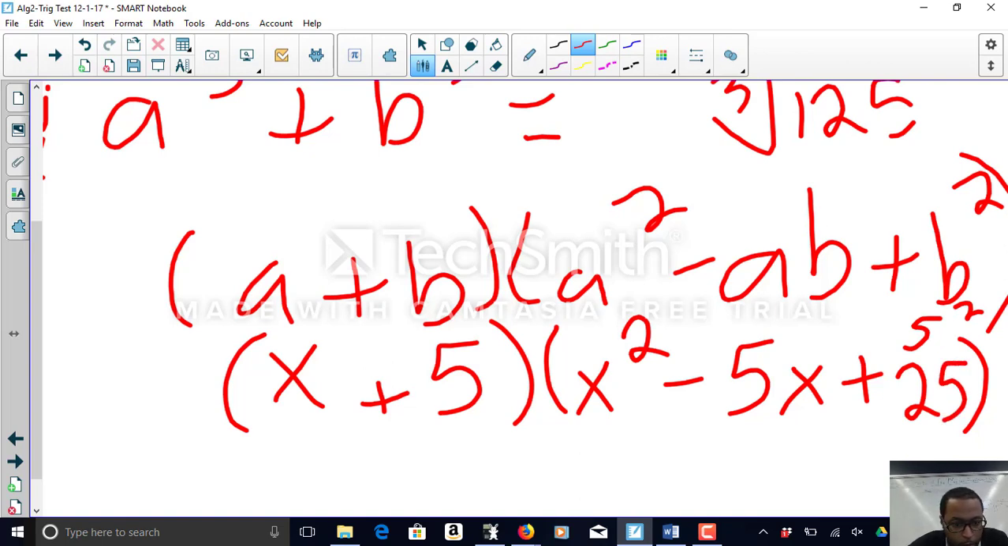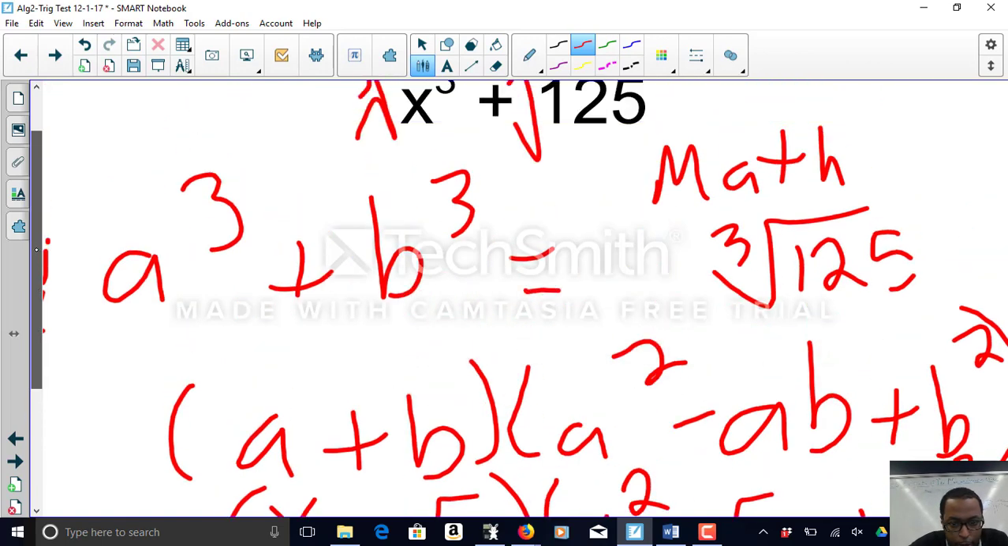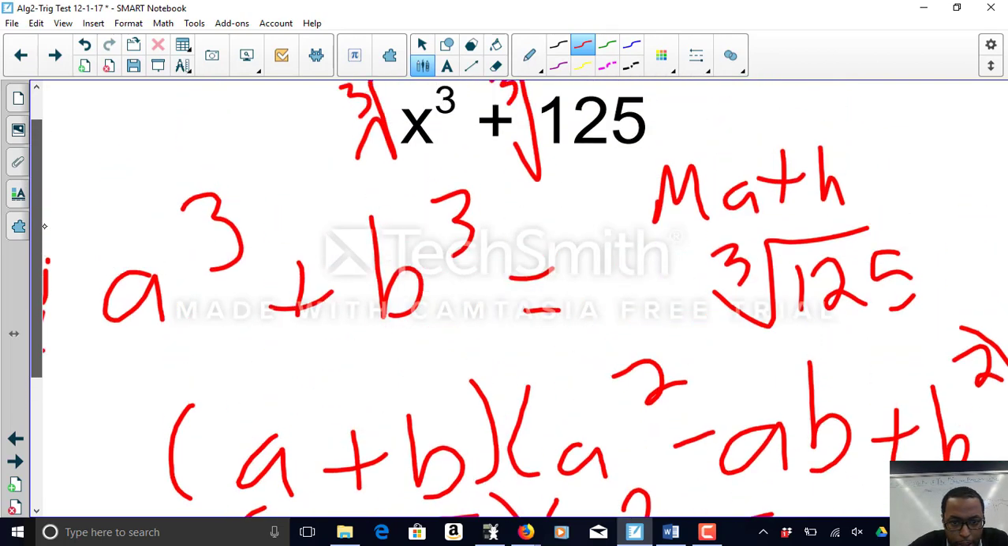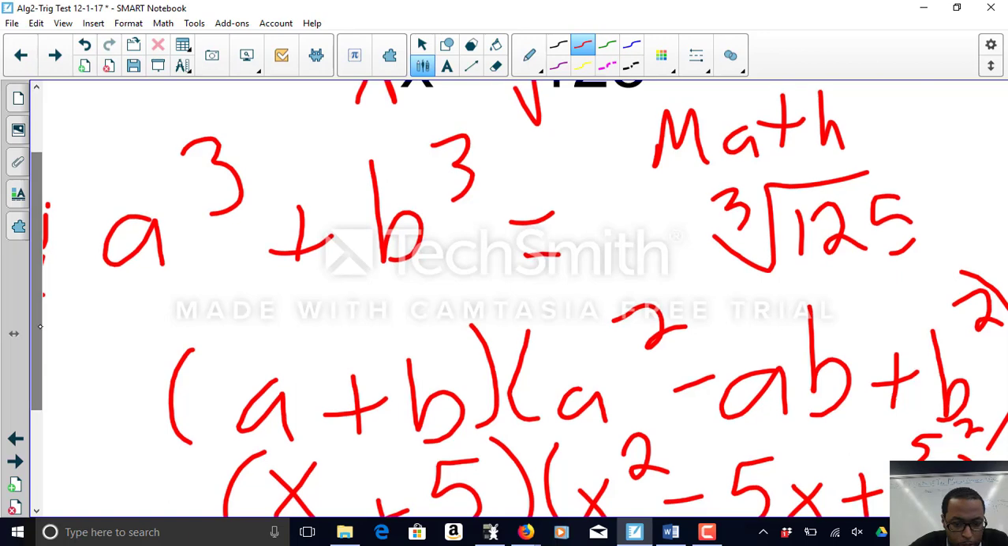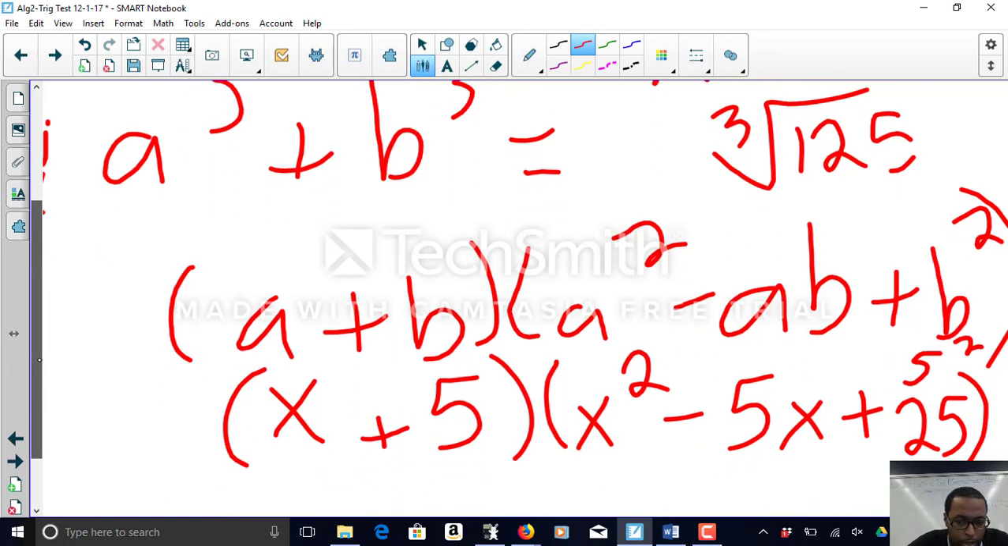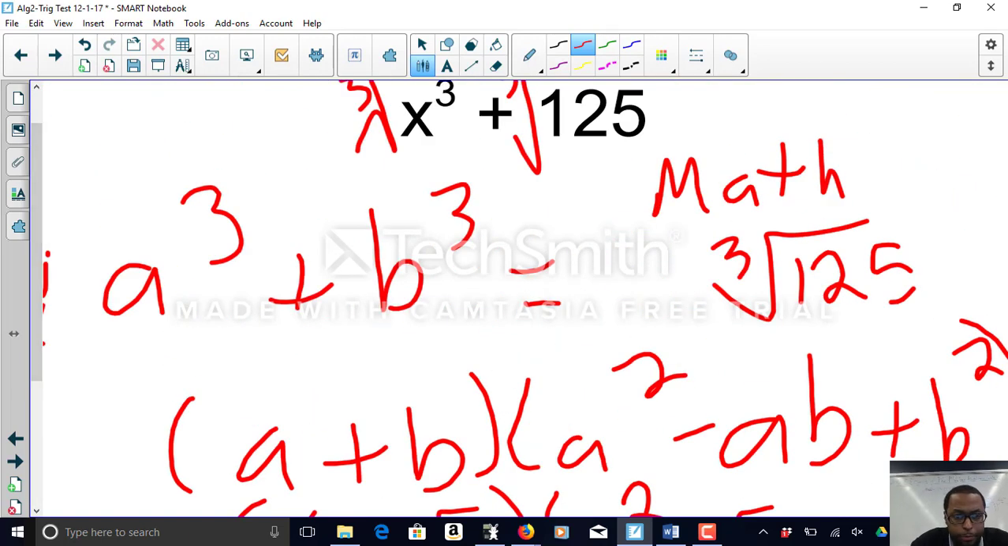Okay, so that is how I factored out the cubes. Again, I solved for a. I did the cube root of each one. a was x, b was 5, and then I plugged everything in. x squared is x squared. a times b, which is 5 times x, is 5x. b squared is 5 squared, which is 25. Okay, that is your sum of cubes.